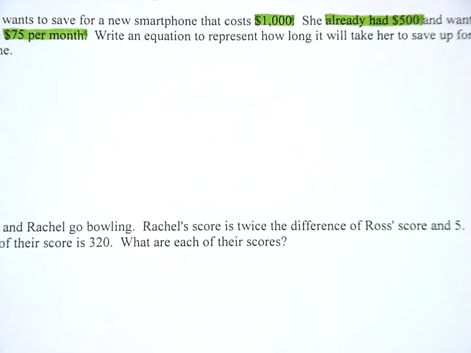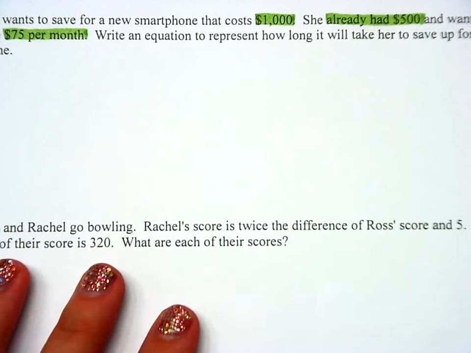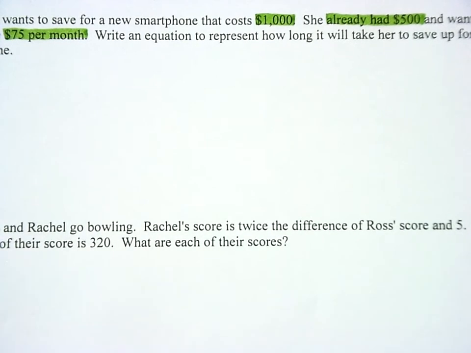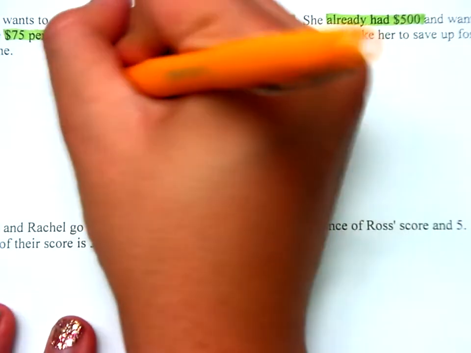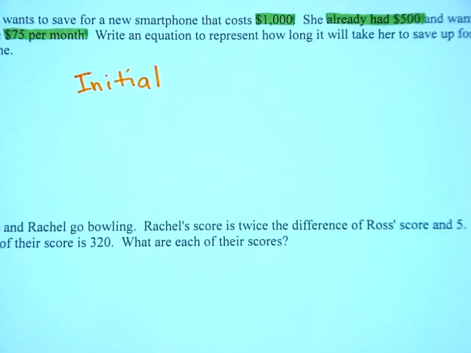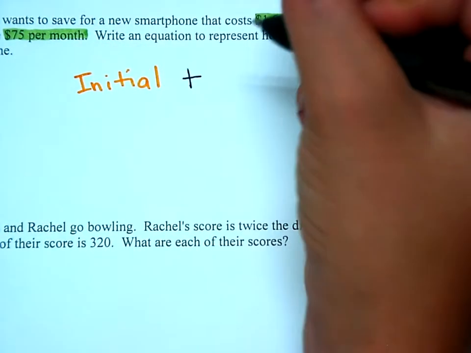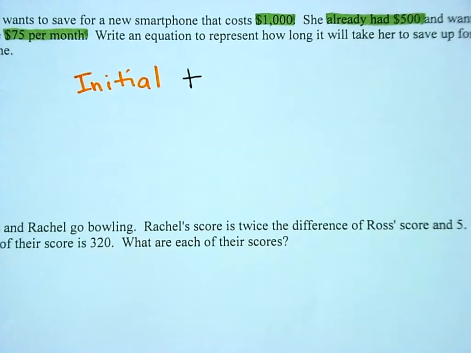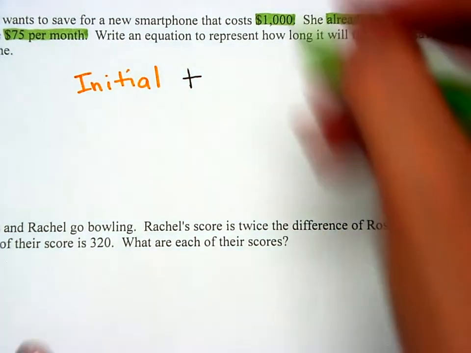Okay, let's think about this logically. We've got some initial amount, right? So we're going to start with the initial. So she has something saved up already. We're going to add how much she's able to save per month. So I'm going to write that in green.